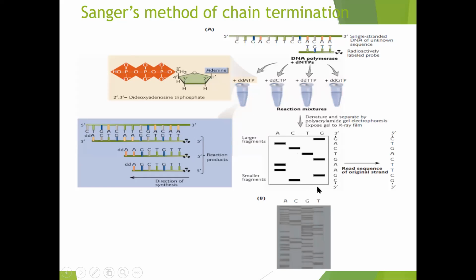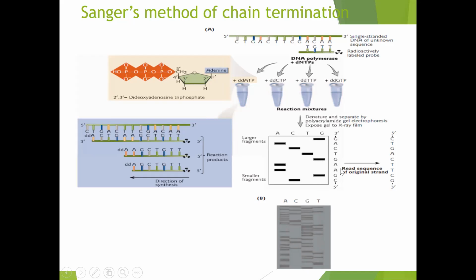That means it indicates the base at which the chain termination takes place. From the bottom of the gel, we have to read the sequence. So this indicates the last base to be C. And this band indicates G because it is in the lane G.